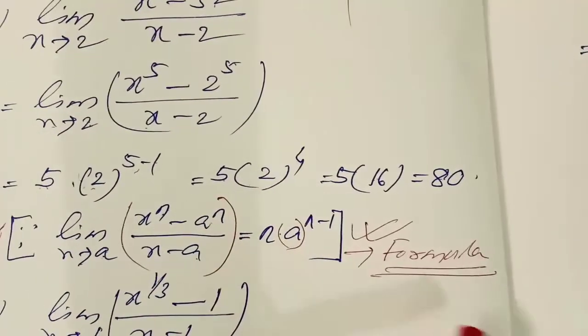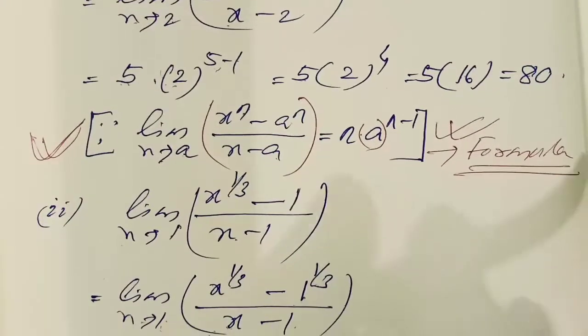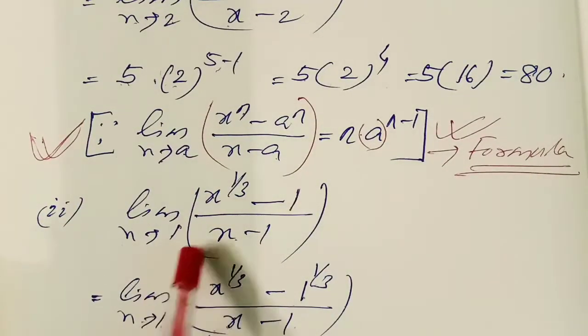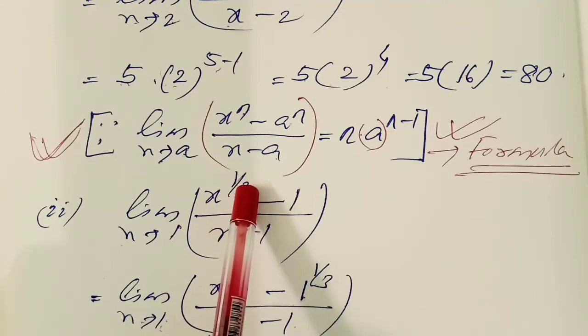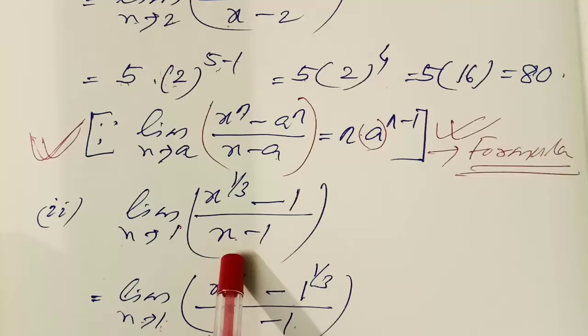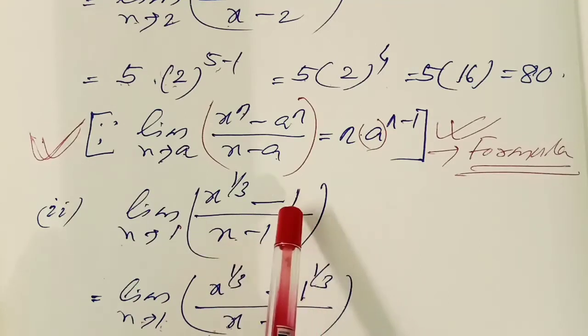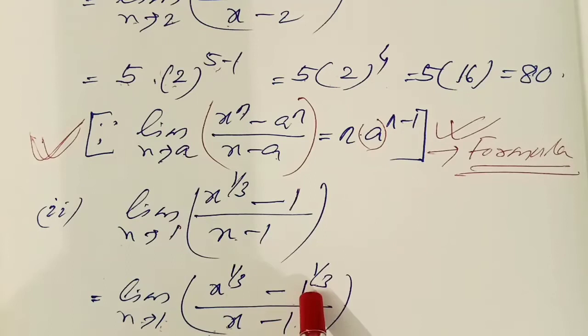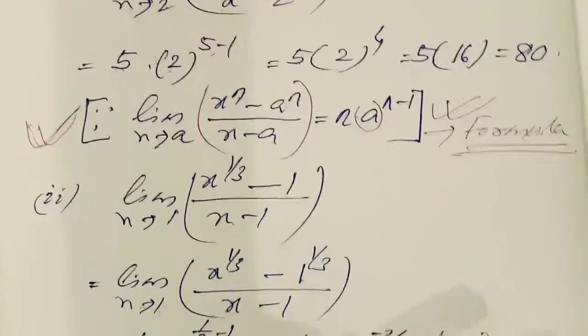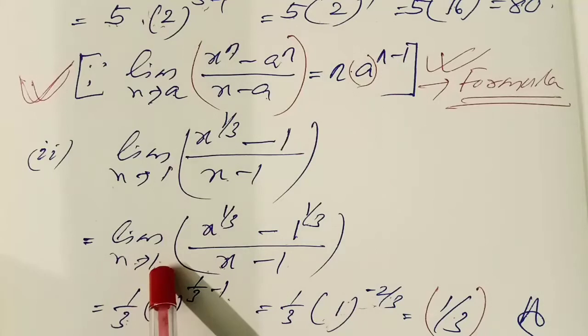Okay, let us go to the next question. Question number 3, second part. Limit x tends to 1 of (x to the power 1 by 3 minus 1) by (x minus 1). See here, this 1 I can write as 1 to the power 1 by 3, because 1 to the power anything is 1 except 0. Even if I do 0, that will come 1 also. Therefore, I can write minus 1 to the power 1 by 3, because here x to the power 1 by 3. Here n means what? 1 by 3. And what is the value of a? x tends to a means here 1.